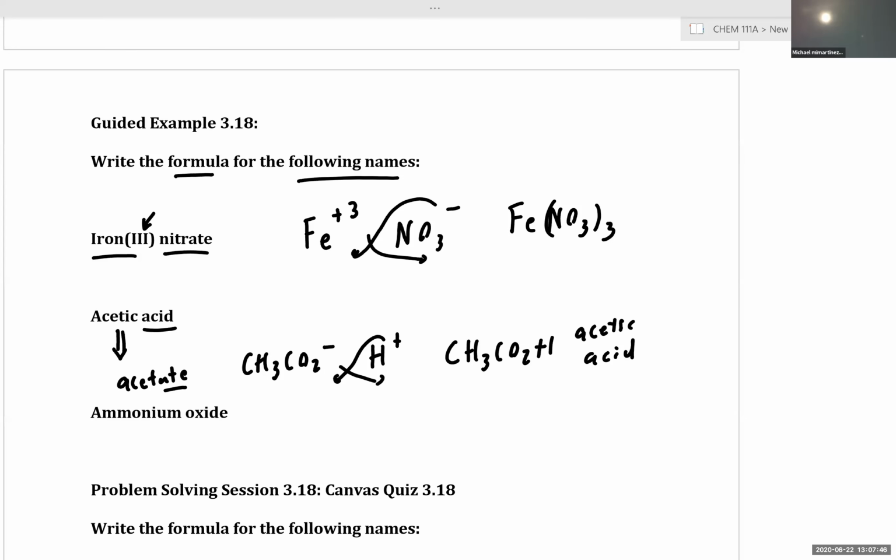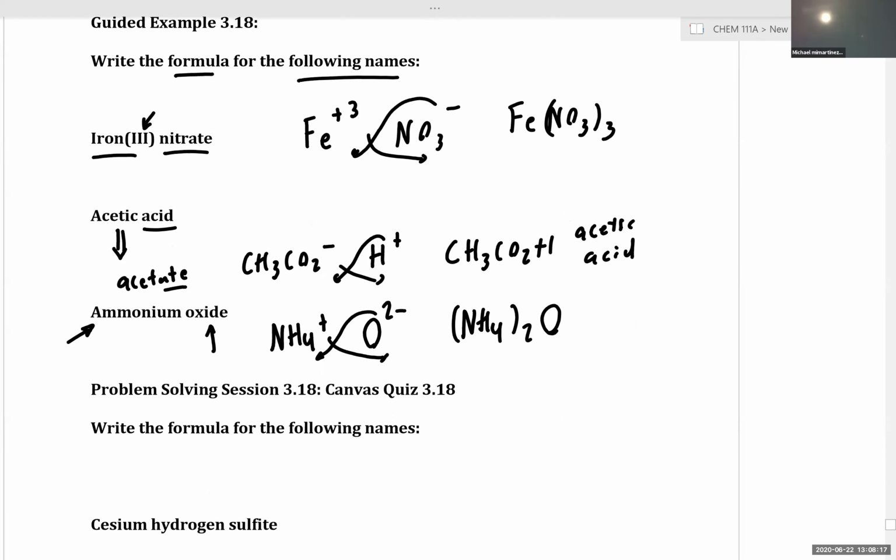Let's do one more example. Ammonium is a polyatomic ion, which is of the form NH4+. Oxide is an atomic ion derived from oxygen. We then cross our charges and that gives us (NH4)2O. Do these examples make sense so far? Any questions?